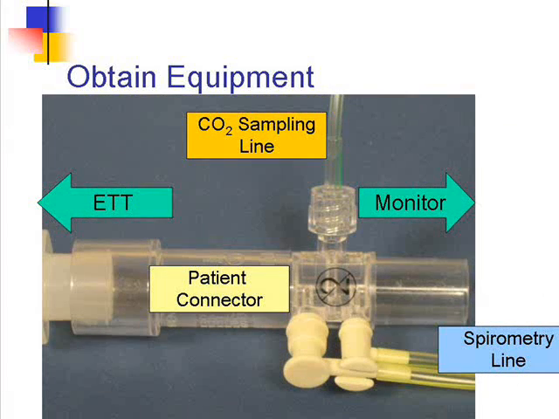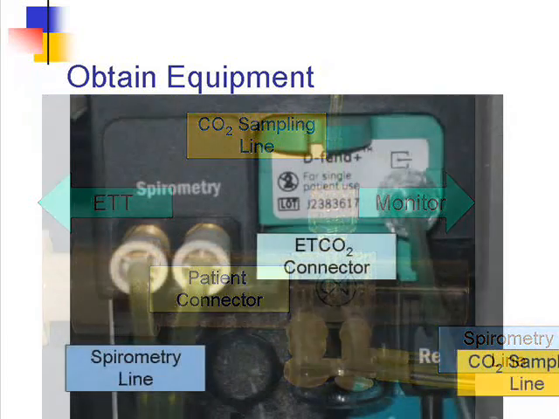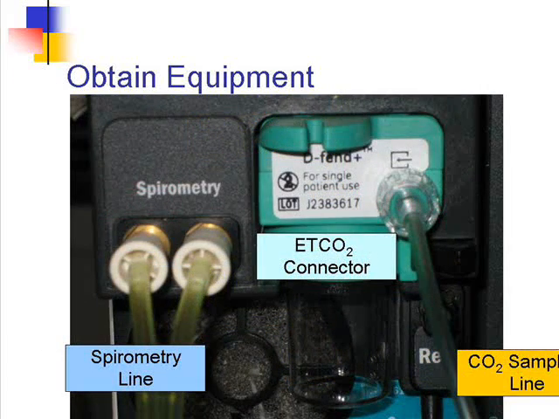It is suggested that the student familiarize themselves with all the connections of this system prior to the challenging of the CBO. Note that there are specific ports for each of the lines, CO2 sample line, as well as spirometry lines at the patient connecting end, as well as spirometry lines and CO2 sampling lines at the module end.